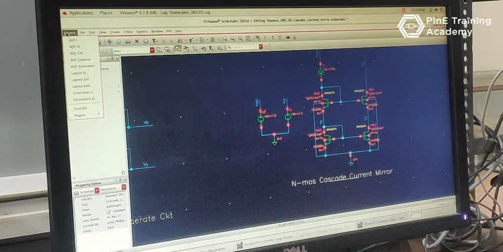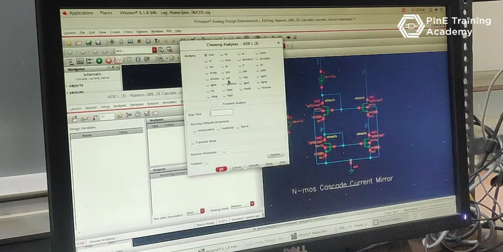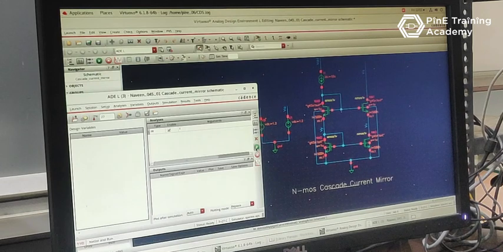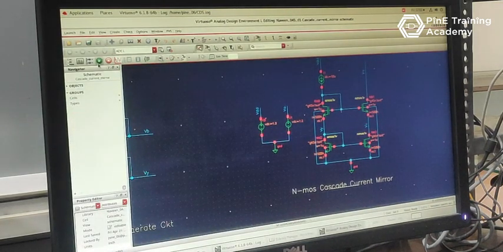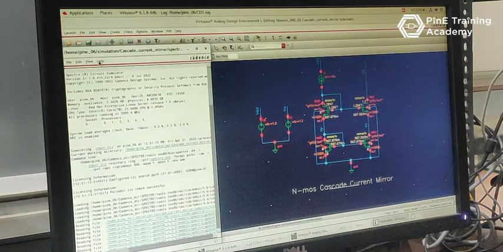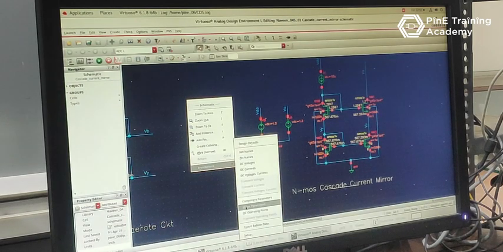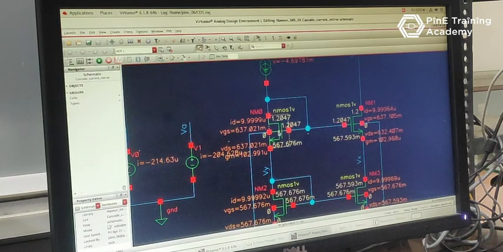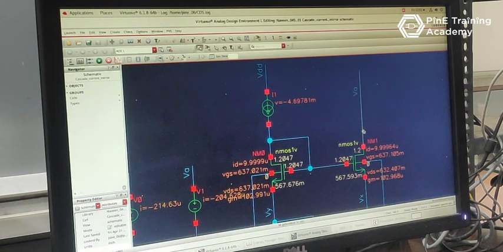So go to the ADE window, then select DC analysis and save the operating point, then OK, run. And then start annotation and DC component of operating point. See this circuit: if we provide 10 microampere current, ID is equal to 9.99 microampere, and we will find the mirroring current and copy current equal to 9.999 microampere.